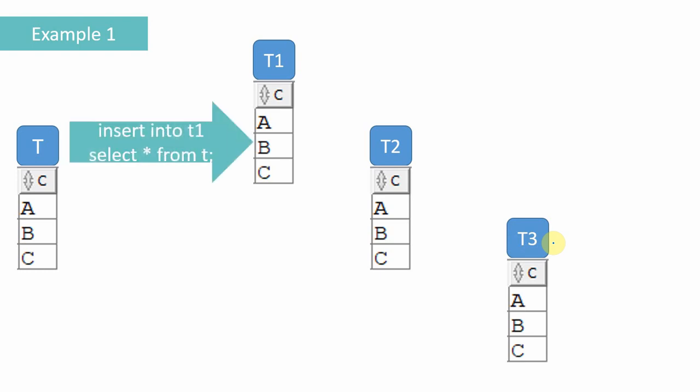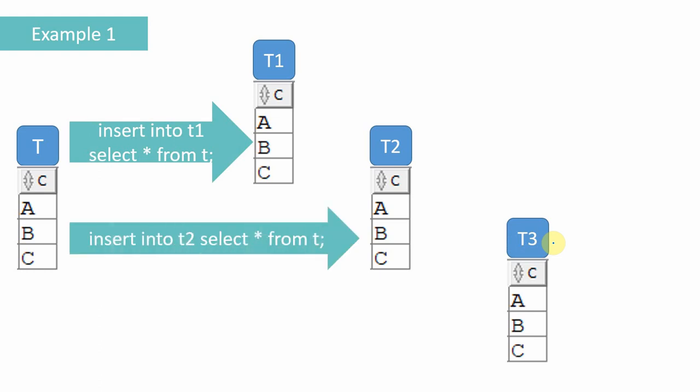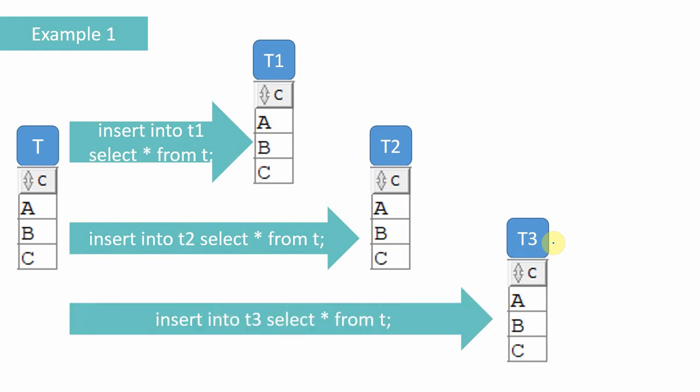For example, we will write one insert statement to insert the data from table T into table T1. Similarly, we will write one more insert statement to read from table T and then insert into table T2. Similarly, one more insert statement to read the data from table T and insert into table T3. Instead of writing three different insert statements like this, using the multi-table insert statement, with one single insert statement, we will be able to insert the same data into three different tables. Let us see how to write the multi-table insert statement now.